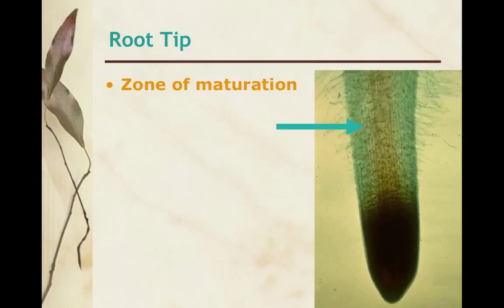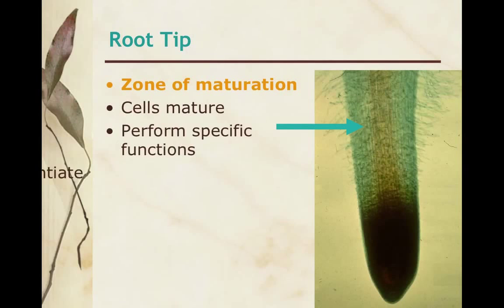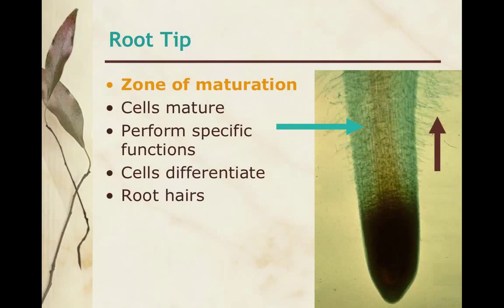So you kind of have those 4 zones. The zone of maturation is where cells are maturing. They're going to start to perform specific functions. They're going to start to differentiate. You're going to get some root hairs. All those things are going to happen in that area.